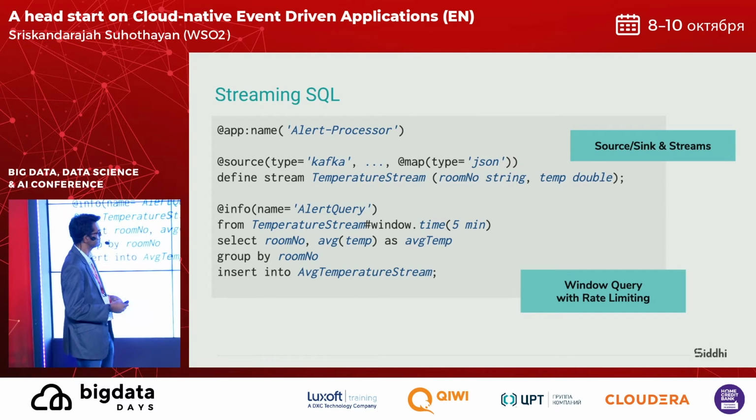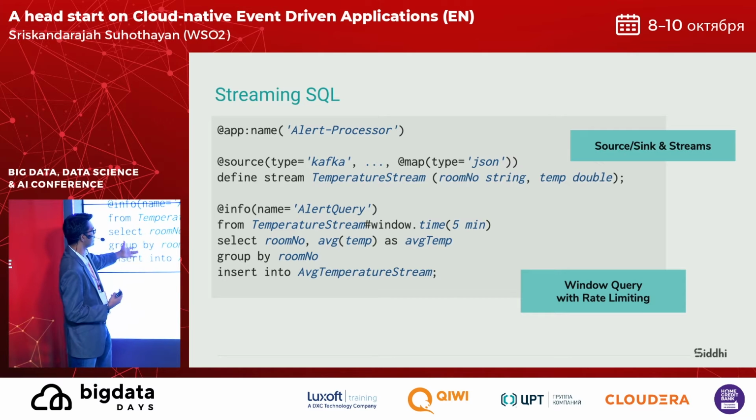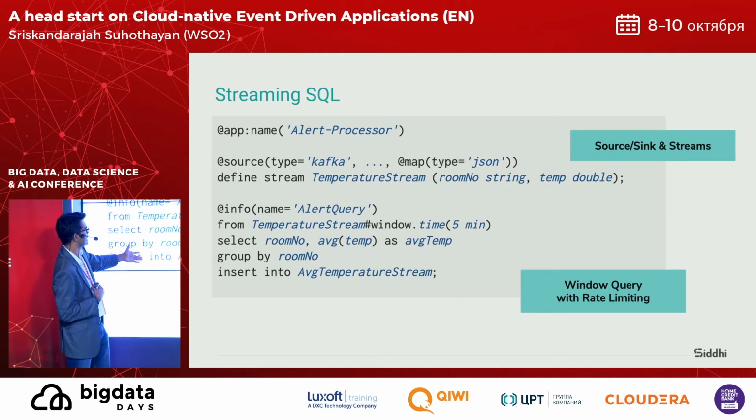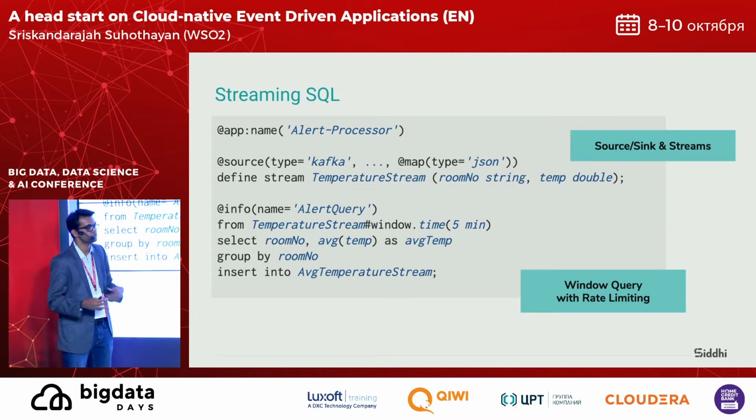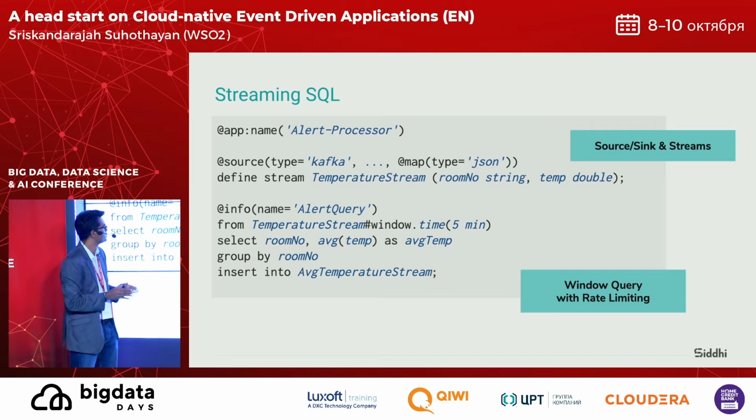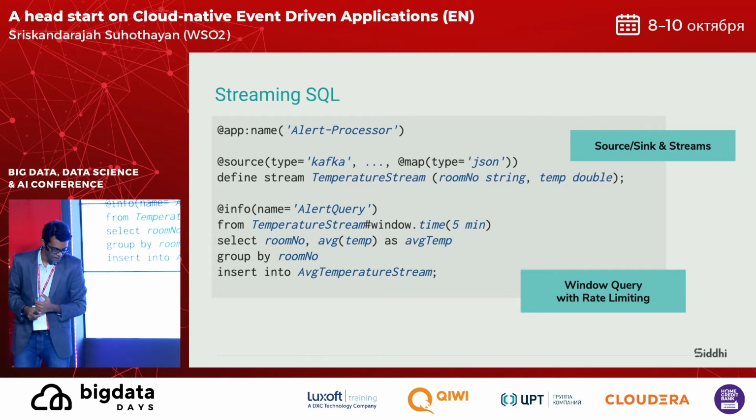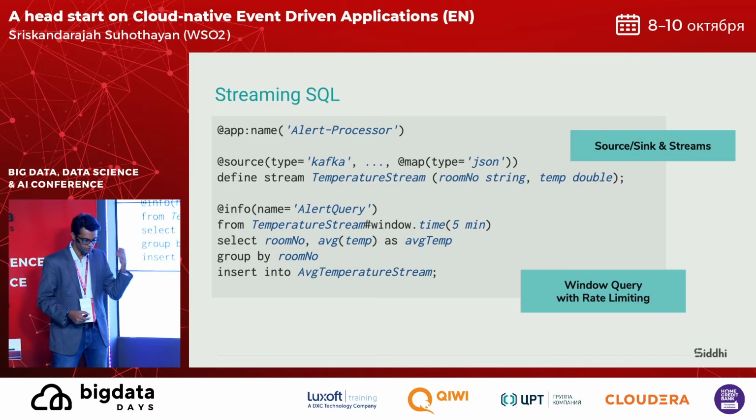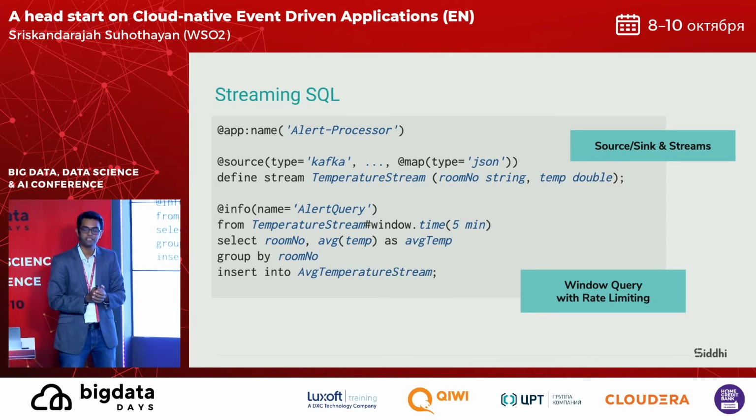And what is the message type you are going to get, whether it's JSON, XML, or Avro, you can give that as an annotation. After that, now you have consumed from Kafka, so you are going to run an average over time, right? From the temperature stream, I have a window of 5 minutes. If you're going to calculate average, you can't calculate average for the infinite length, right? So you have to have a boundary. In this case that boundary is the last 5 minutes, and you calculate the average, grouping by room number, and producing a new stream called AverageTemperatureStream.